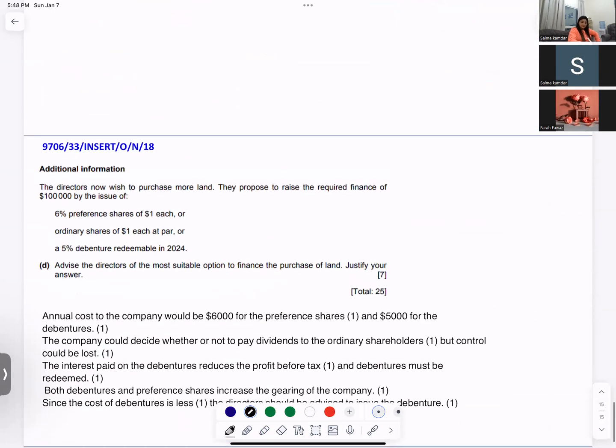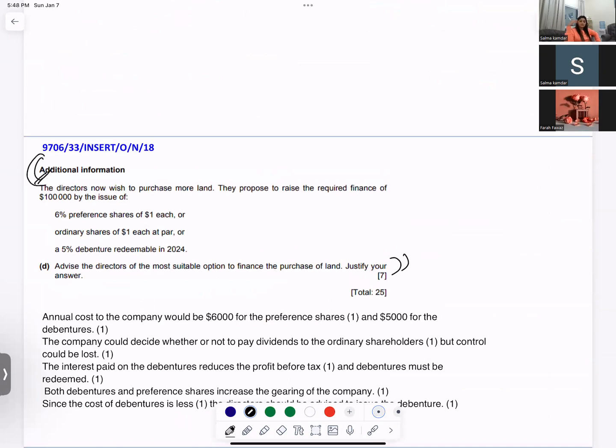The directors now wish to purchase more land. They propose to raise the required finance of 100,000 by the issue of 6% preference shares of $1 each, or ordinary shares of $1 each at par, or 5% debentures redeemable in 2024. Advise the most suitable option to purchase land. Either they can purchase the land by issue of shares or by issue of debentures, or they can issue ordinary shares.